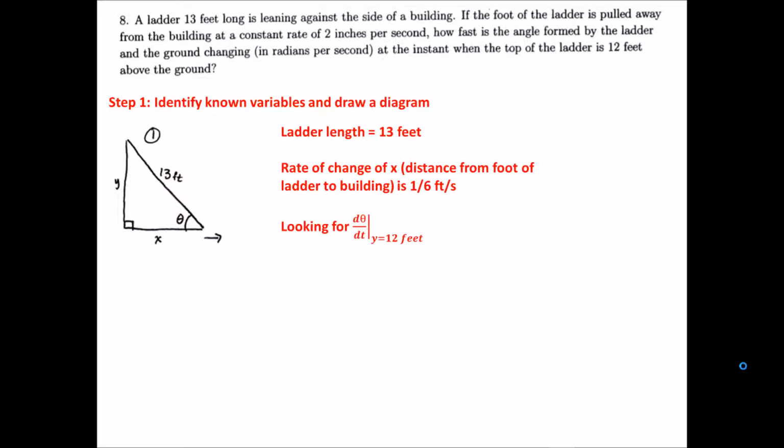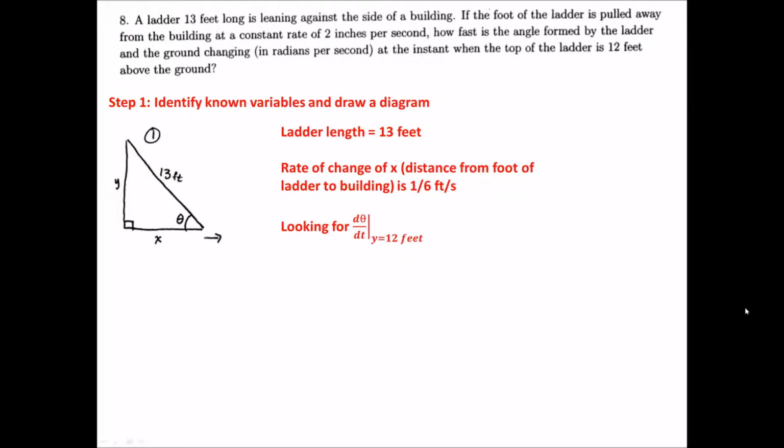A ladder 13 feet long is leaning against the side of a building. If the foot of the ladder is pulled away from the building at a constant rate of 2 inches per second, how fast is the angle formed by the ladder and the ground changing in radians per second at the instant when the top of the ladder is 12 feet above the ground?